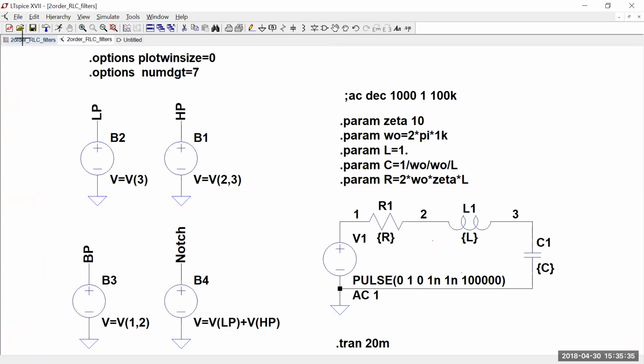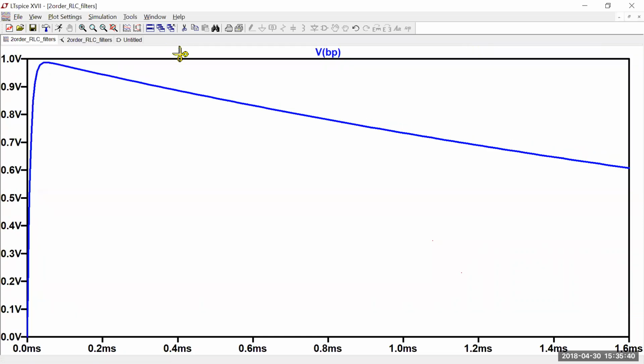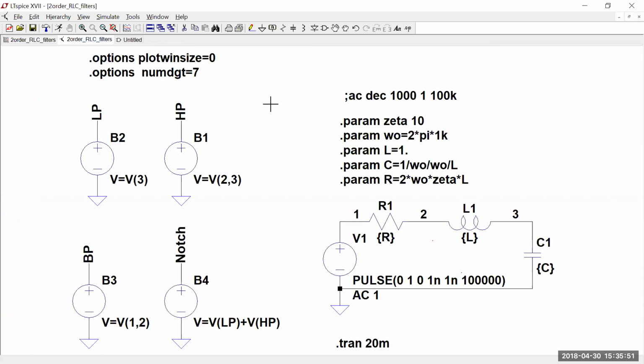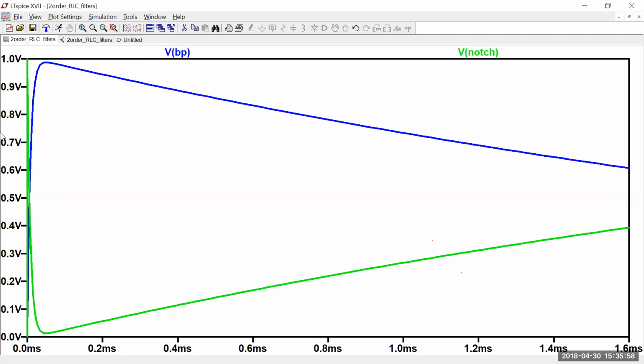Let's look at the bandpass. All right, so it starts at 0, it goes up, but it doesn't go instantaneously up and then slowly decays. Okay, bandpass. Notch. It kind of had, the beginning looks like a high pass and the end looks like a low pass. So that would mean notch. All right.